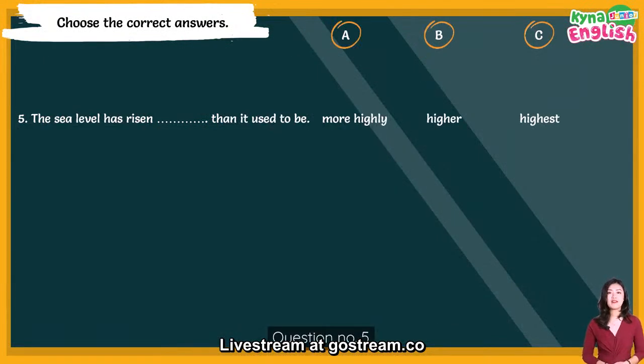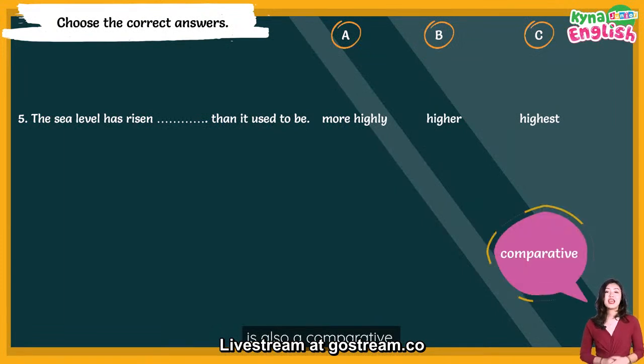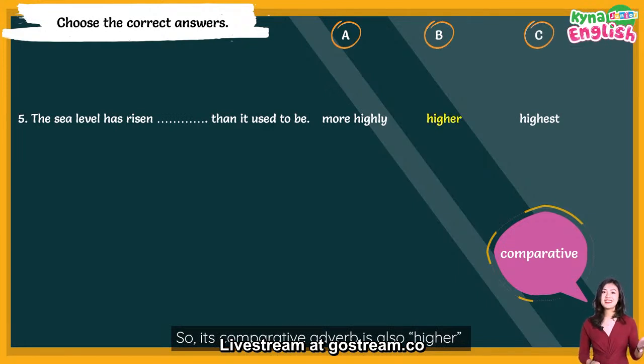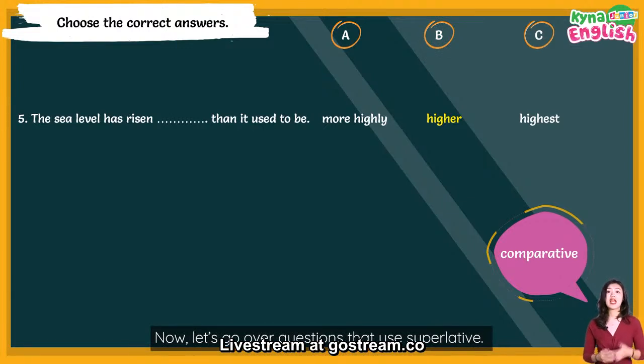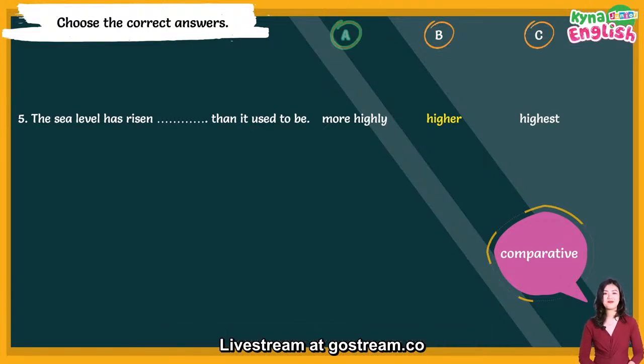Question number 5 is also a comparative. The adverb high has only one syllable and it takes the same form as its adjective. So, its comparative adverb is also higher, like its comparative adjective. The answer is B. Now, let's go over questions that use superlative.